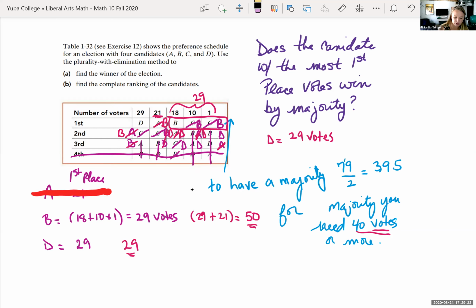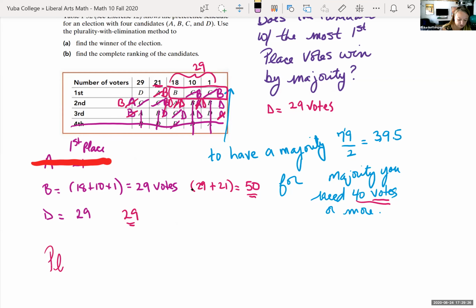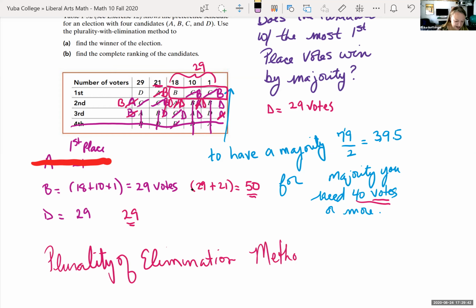And so by plurality with elimination method, we would have that B is the winner.